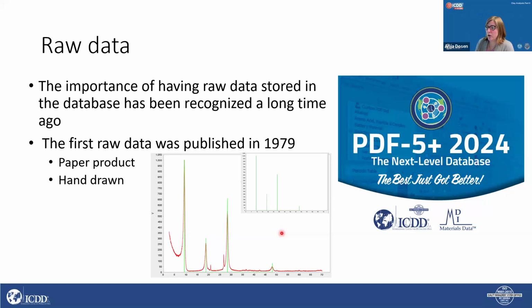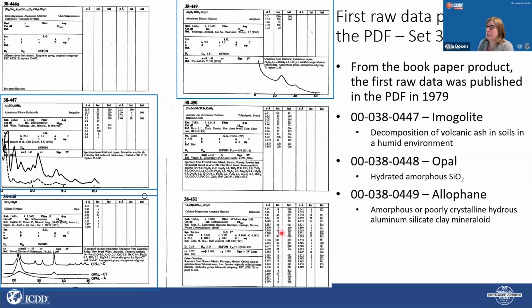So the first raw data was published in 1979 in our database, and at that time that was a paper product. There was no internet at the time. So this data was hand drawn, and here are the first PDF cards that contain raw data. And interestingly, they're all clay related. So here we see allophane, and allophane is an amorphous or poorly crystalline clay mineraloid. In this case, we can see it's not 100% amorphous, but it is very poorly crystalline or partially amorphous, as it has these two broad peaks.